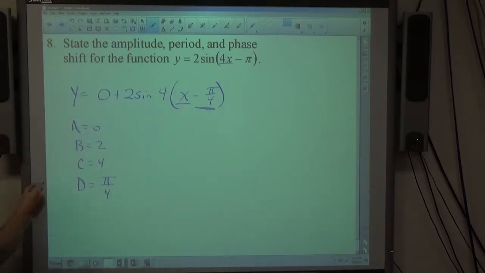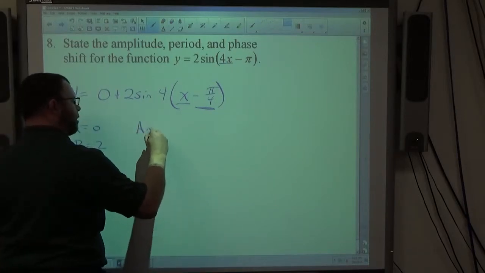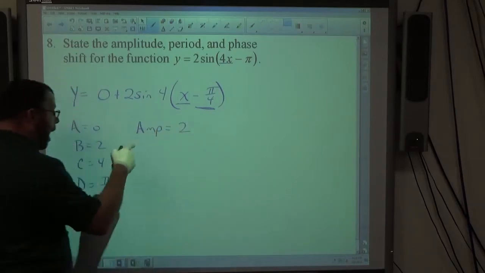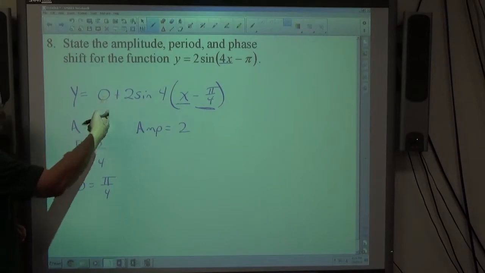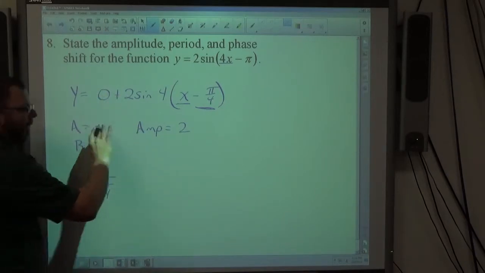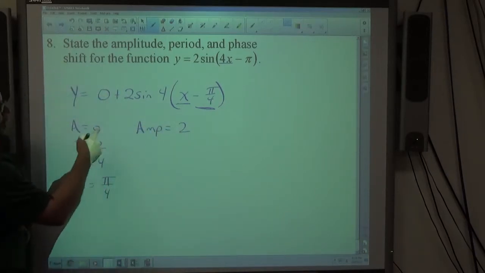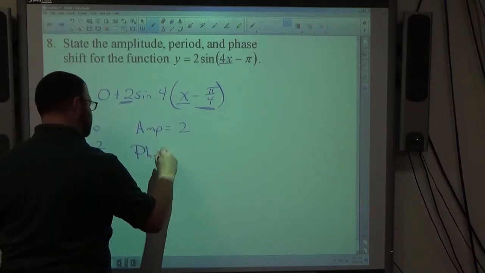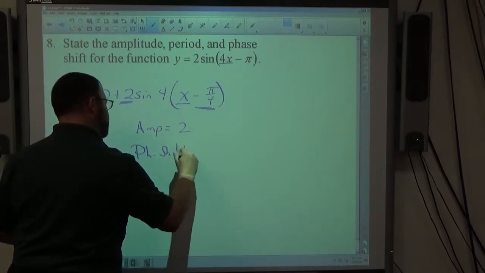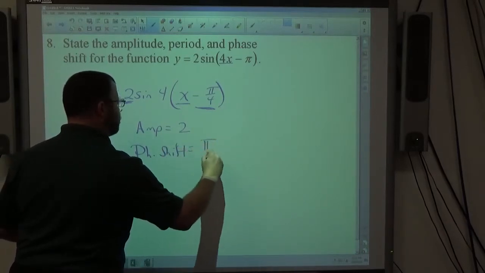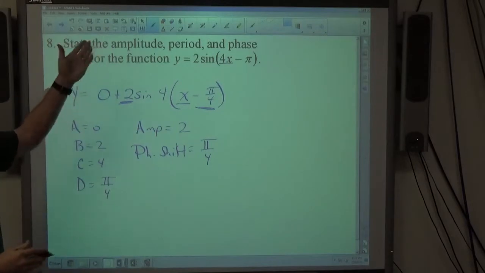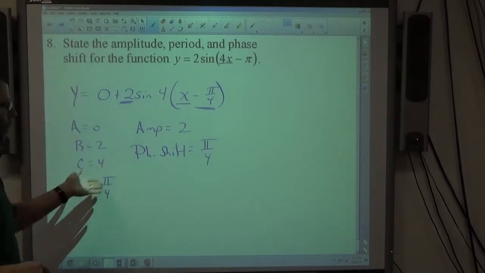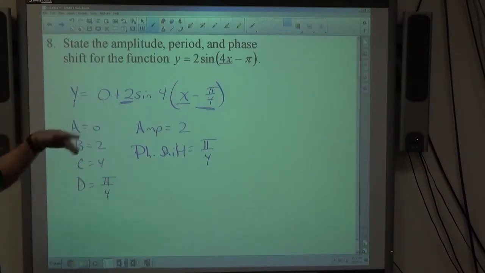The amplitude is b. Positive if it's negative, so if it said minus 2, it's still going to be positive 2. So amplitude is always a positive number. Whatever the positive version of that number is what the amplitude is. The phase shift is whatever d is, which is pi over 4. So amplitude is the absolute value of b. Phase shift is whatever d is, sign included, positive or negative.